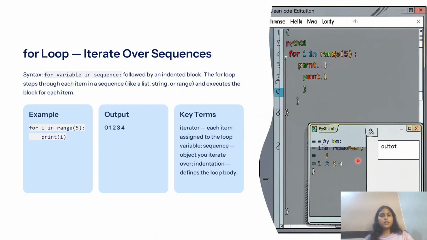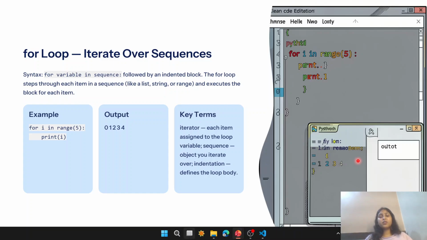So now let's learn the for loop. The for loop is used whenever we already know how many times something should happen, or when we want to go through every item in a sequence. Iteration means the same thing: we want to go through everything in a sequence.